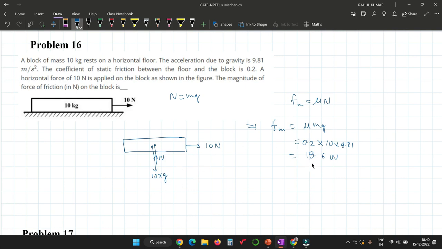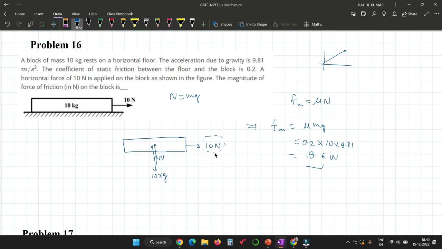So here you can see that the maximum limiting force is 19.6, but you are applying only 10 Newton. And I told you that when the external force is less than the maximum limiting force, then the frictional force will be exactly equal to the external force. So don't confuse that. Here Fm is 19.6. Up to the maximum limiting force, the external force will be exactly equal to the frictional force.